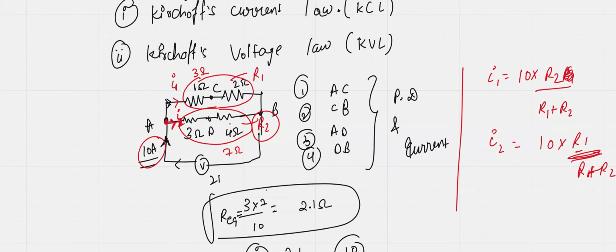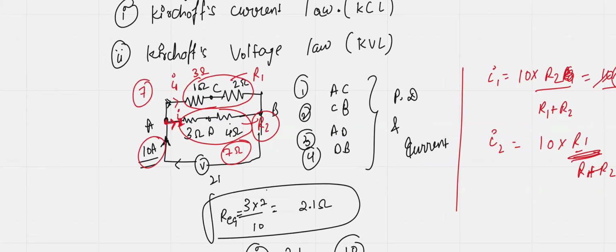So what is the answer you are going to get? R2 is 7, right? So this is 10 into 7, and the summation R1 plus R2 is 3 plus 7, which is 10. Clear? So what is I1? You can say here 7 amperes of current.